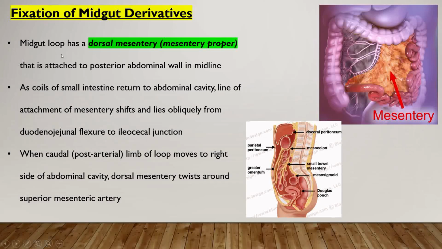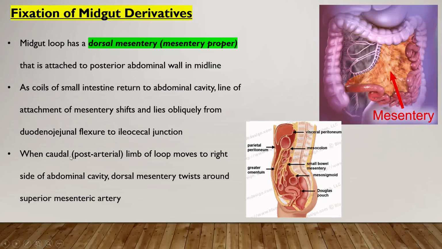Fixation of midgut derivatives. The midgut loop has a dorsal mesentery, which is known as the mesentery proper, which is attached to the posterior abdominal wall in the midline. Here you can see the mesentery. As the coils of small intestine return to the abdominal cavity, the line of attachment of the mesentery shifts and lies obliquely from the duodenojejunal flexure to the ileocecal junction. So this is the root of the attachment of the mesentery.